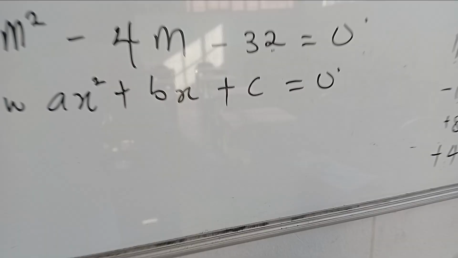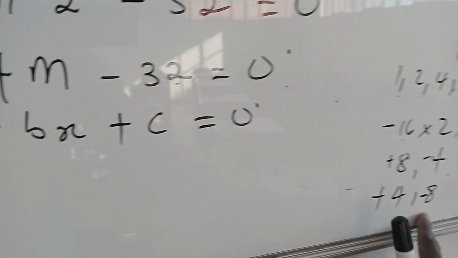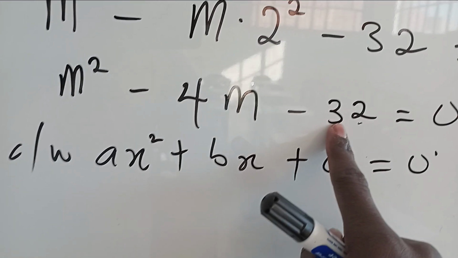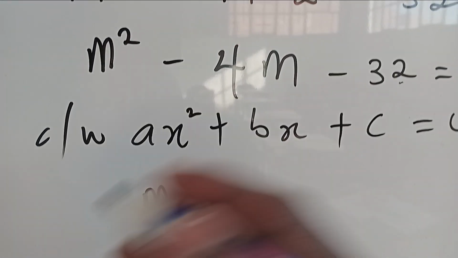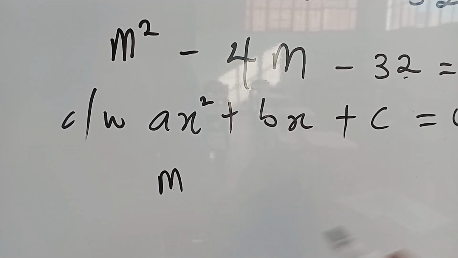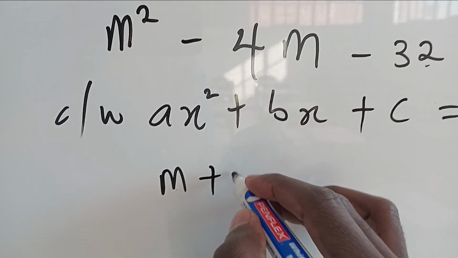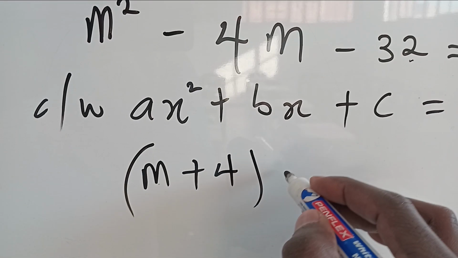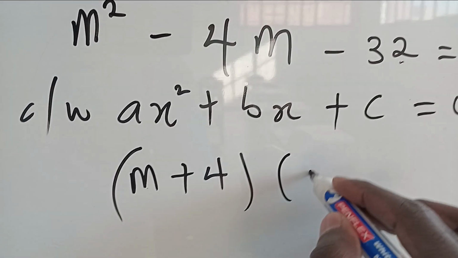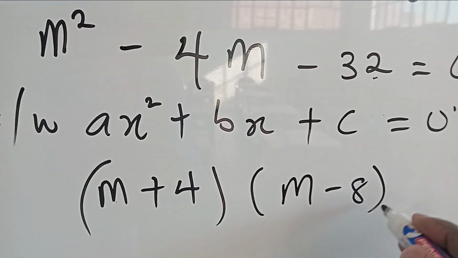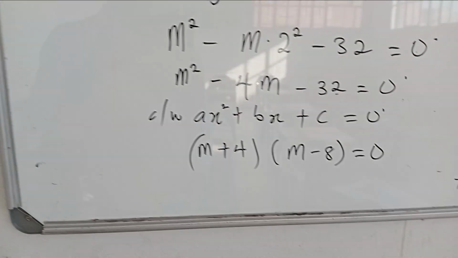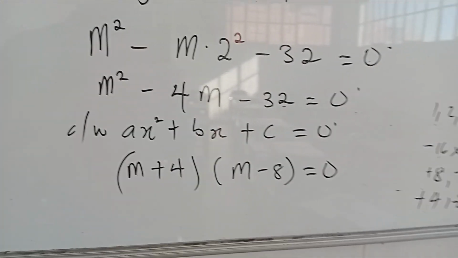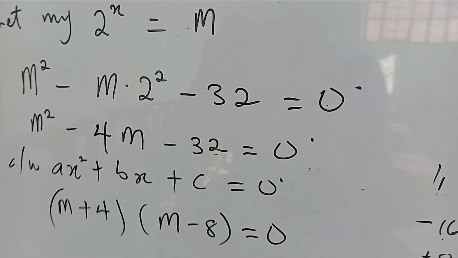So therefore, it means positive 4 and negative 8 is a factor of negative 32. Therefore, you can do this in two ways. It's either you say (m plus 4)(m minus 8) equals 0, since this is my factor. Or you can do it in this form, depending on how it is convenient for you.